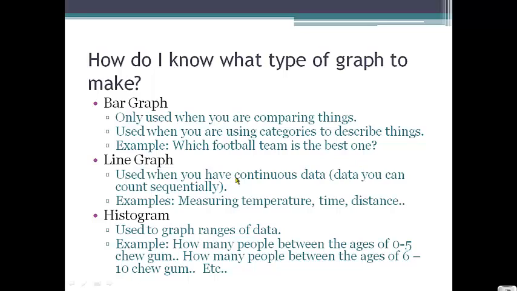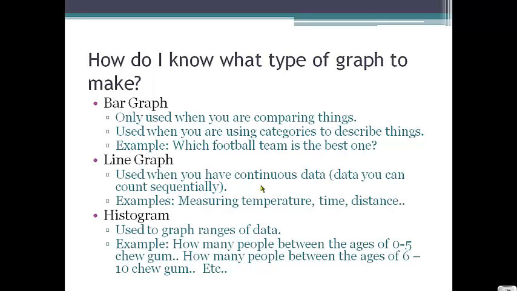Now, if I'm measuring things, if I'm using continuous data, if I have data that I can count, so for instance, if I'm measuring how many seconds it takes for something to happen, or I'm measuring the temperature that something boils at, or I'm measuring the distance that something travels.